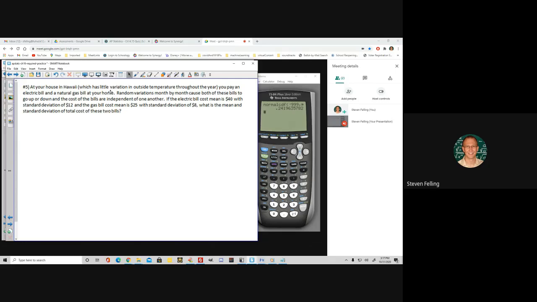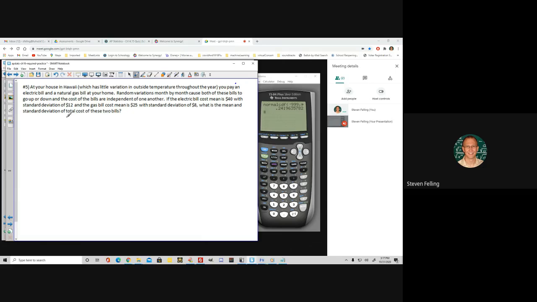Okay, so for this one, it says we have a house in Hawaii. That's lucky. Which has very little variation in outside temperature throughout the year, but we pay an electric bill and a gas bill at the house. Random variations month to month cause both of these bills to go up and down, and the costs are independent of each other. That's important because we can't do the variance calculation otherwise.